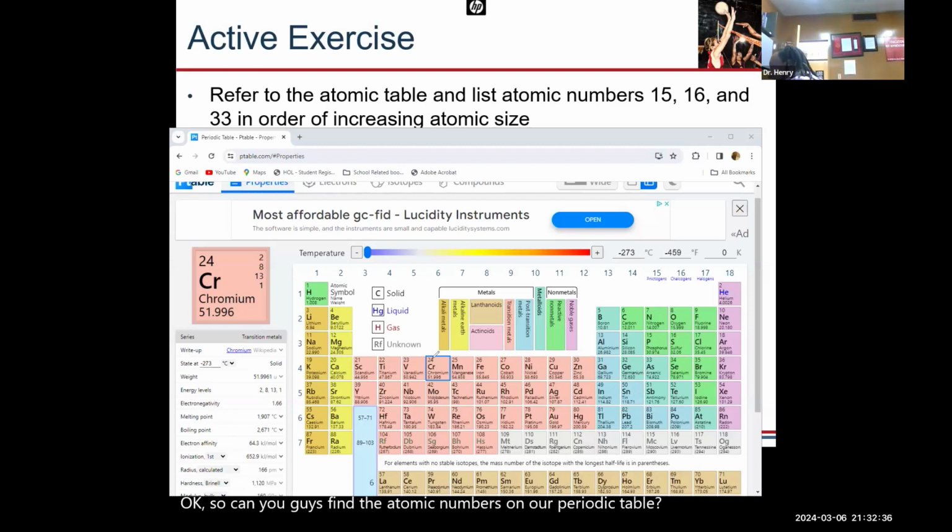Are you guys there? Okay, yeah. So we're looking for 15. That's phosphorus, right? Phosphorus, that's right. 16, sulfur, that's right, and 33, arsenic. Okay, so what is going to be the order?